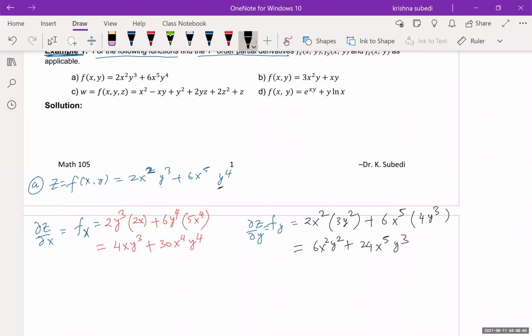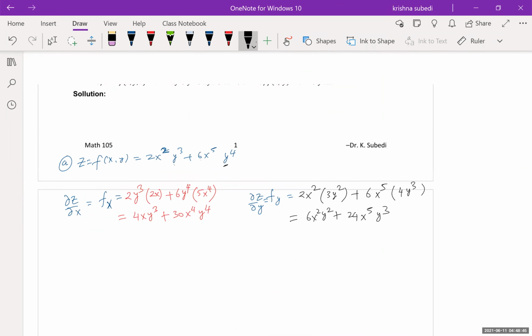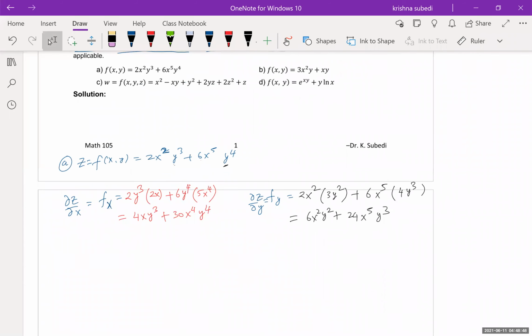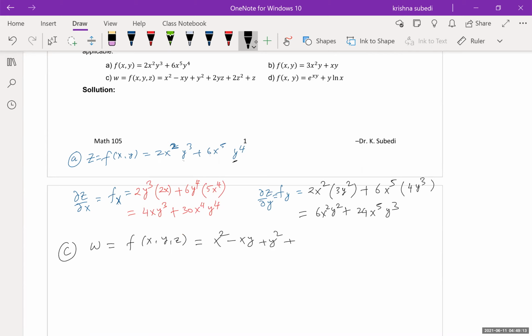Any questions, guys? Let's try one more, just in case you still have confusion. Let's say part C. So we have a function w equals f of x, y, z, which is x squared minus xy plus y squared plus 2yz. That is the given function.